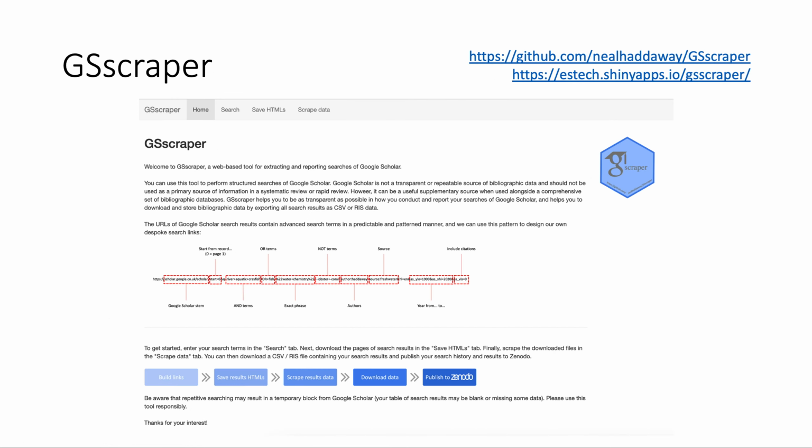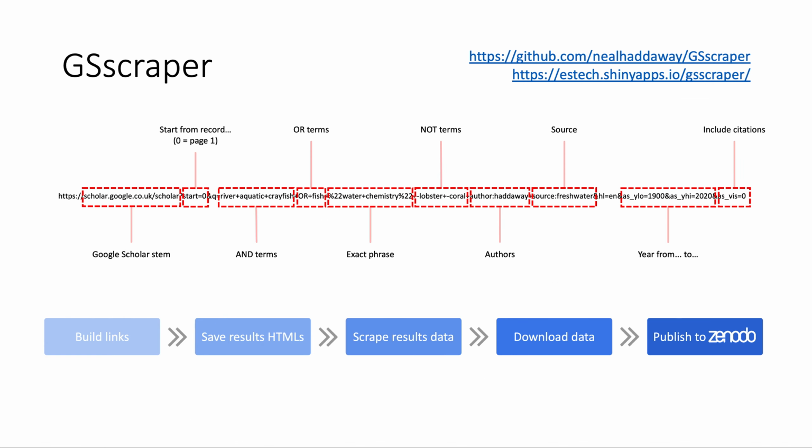The first one is called GSscraper, and the GitHub repository and Shiny app link are there in the top right. The way that GSscraper works is to make use of the fact that Google Scholar creates a URL with patterned information that comes from your search. So it's very easy to build a functional Google Scholar URL just using search terms, and that will then take you to a specific page with a specific search.